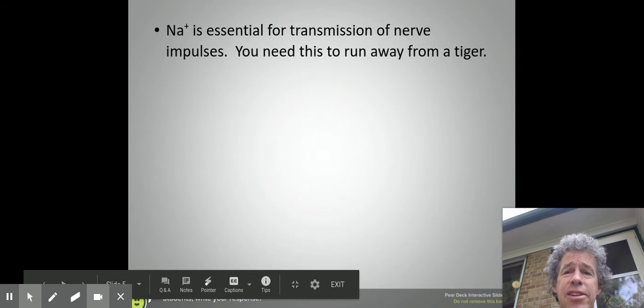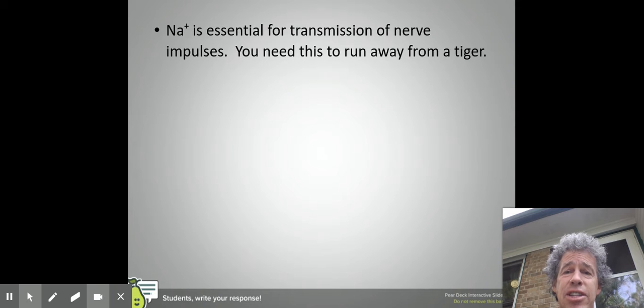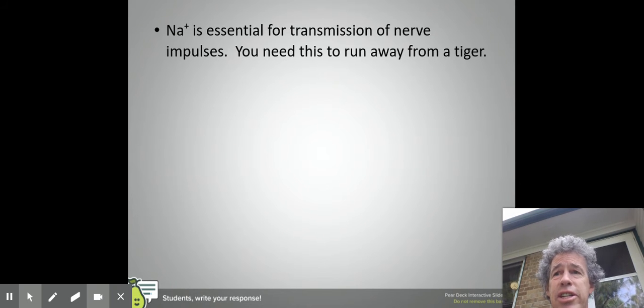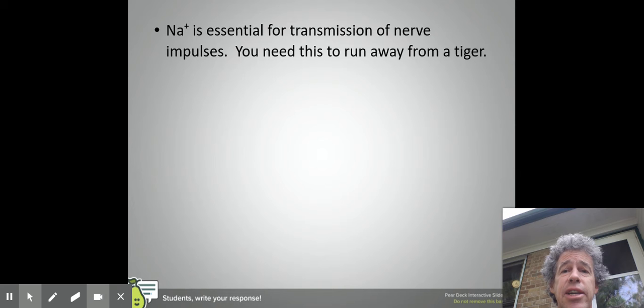Now, a slight variant of that is the ion sodium, which is Na+. In this case, sodium loses an electron and gets a +1 charge, since electrons have a negative charge, and protons have a positive charge. Now, Na+ is essential for the transmission of nerve impulses. So for example, if there was a tiger chasing you, you would be using the sodium ion to trigger your nerves to run away from the tiger.